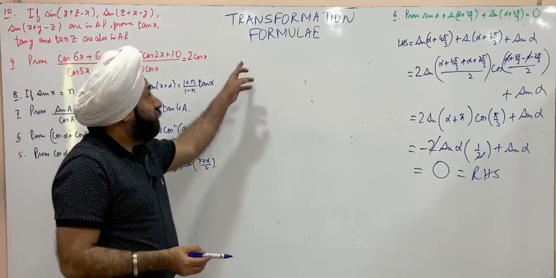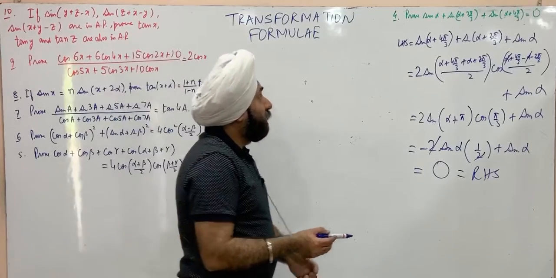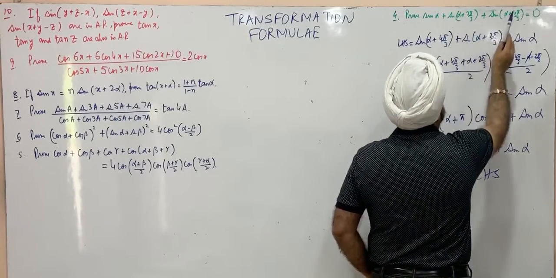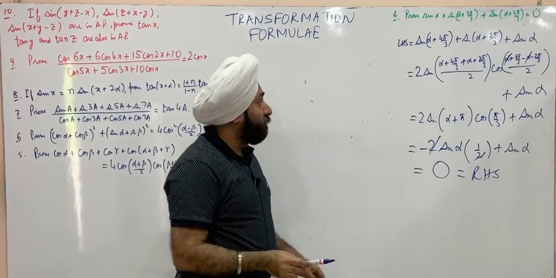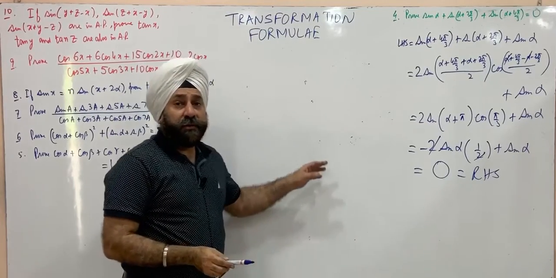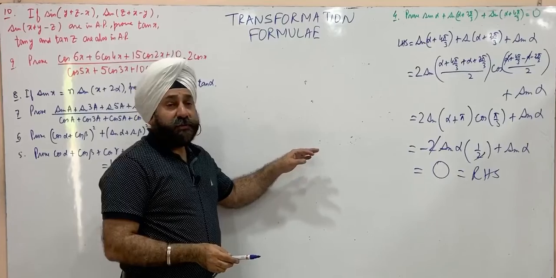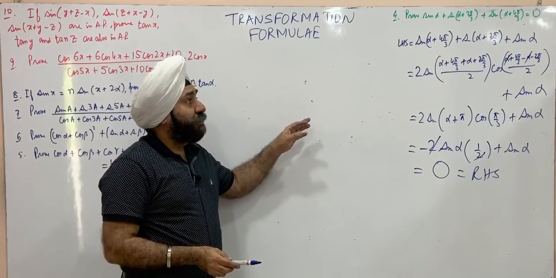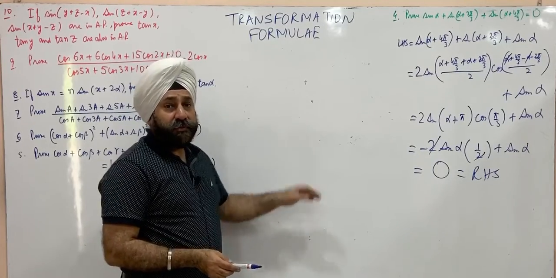So we observe that CD formulas convert the sum of 2 sines or 2 cosines to product. AB formulas are used for product to sum or difference, whereas CD formulas transform sum or difference to product.